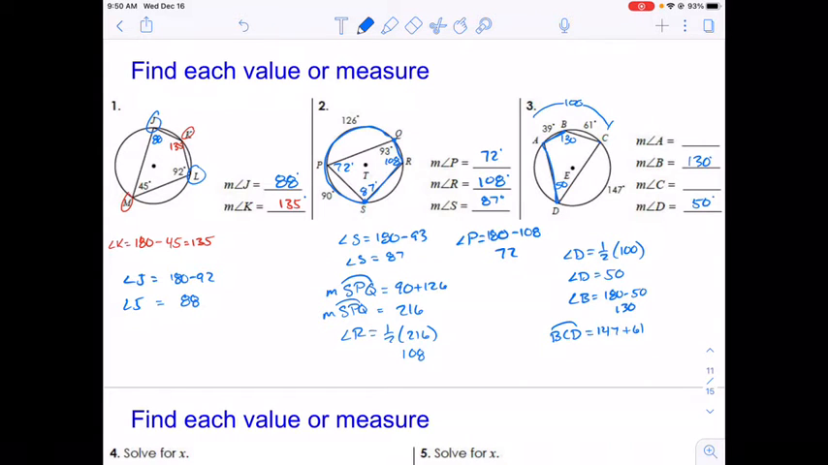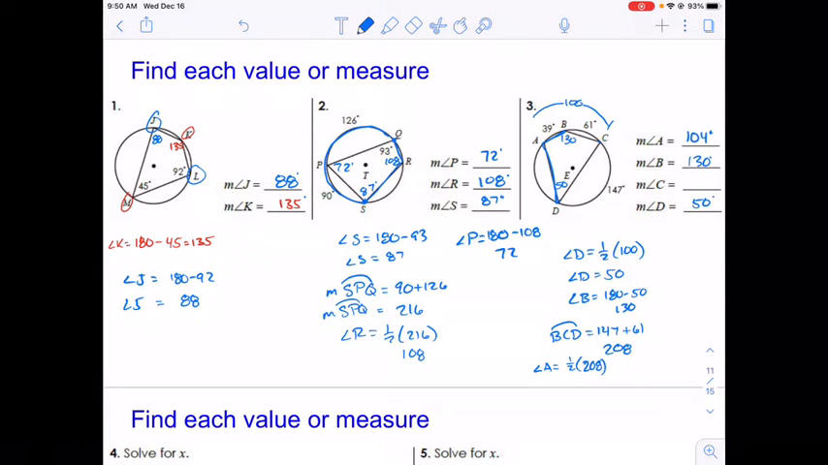So if we add that together, let's see here, we get 208, I believe. Yep, 208. So 208 is going to be this arc over here, and we know that angle A, so angle DAB, or we'll just call it angle A, is equal to half of 208, which would give us 104. So angle A is equal to 104.